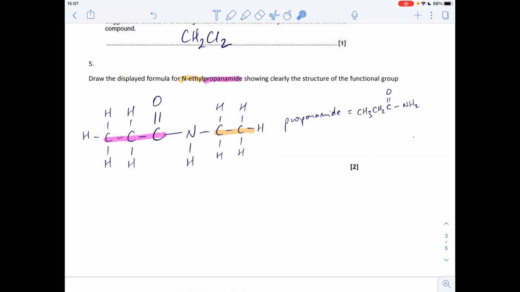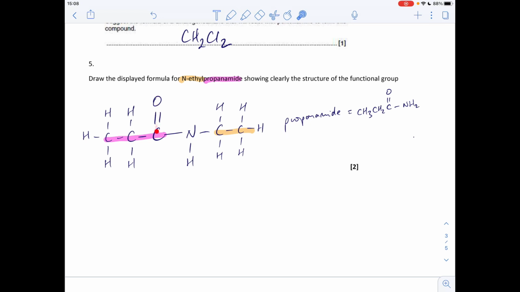Question number 5, draw the displayed formula for N-ethyl propanamide. So what I've done is drawn up the formula for propanamide. It's a primary amide, so I've got that C double bond O, NH2 group on 3 carbons essentially. And N-ethyl just means that we've got an ethyl group on the N of the propanamide molecule. So it would look like that, and that clearly shows the amide functional group.